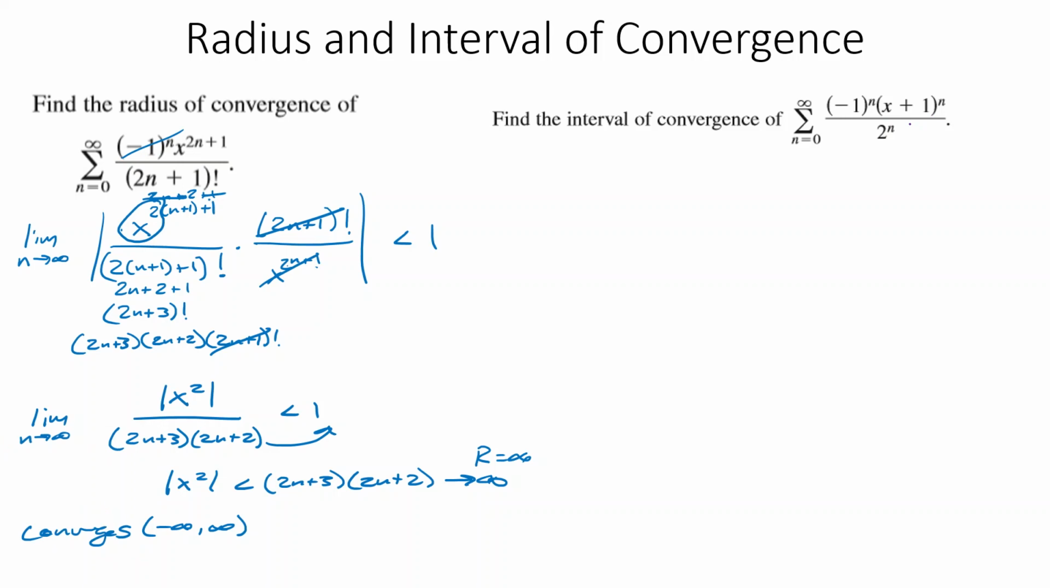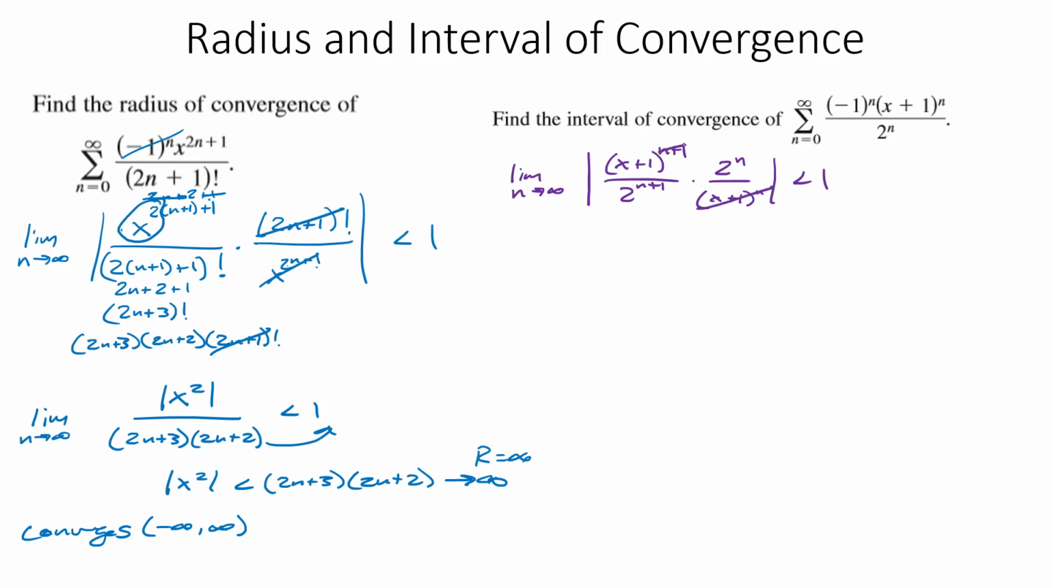All right, so next one. All sorts of things going on here. Everybody is raised to the n, so we probably could do this one as a geometric if we want, but let's do it as a ratio just to see what happens when we get an actual interval for ratio. So again, the negative 1 is going to cancel, so we can leave it out. (x plus 1) to the n plus 1 over 2 to the n plus 1, and we flip and multiply (x plus 1) to the n, and we want that less than 1.